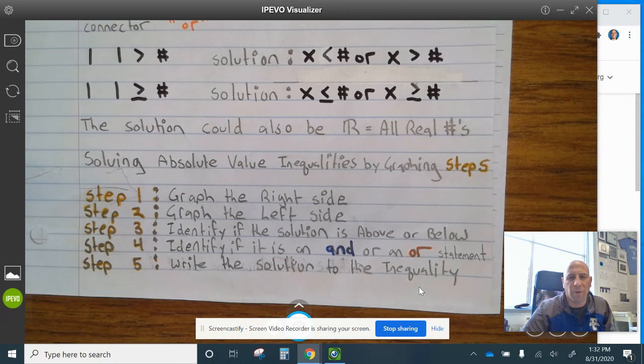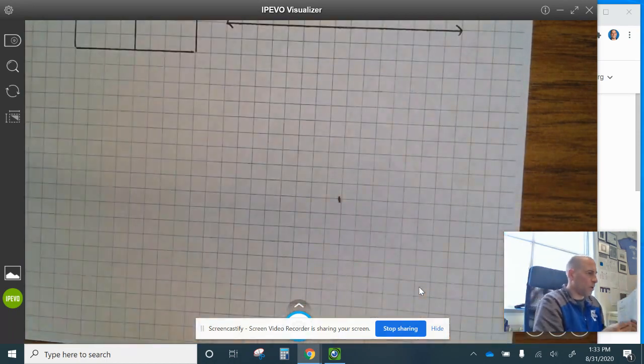Solving absolute value inequalities by graphing steps. Step 1, graph the right side. Step 2, graph the left side. Step 3, identify if the solution is above or below. Step 4, identify if it's an and or an or statement. Step 5, write the solution to the inequality. Okay, go ahead and complete your notes. All right, now your notes are completed.